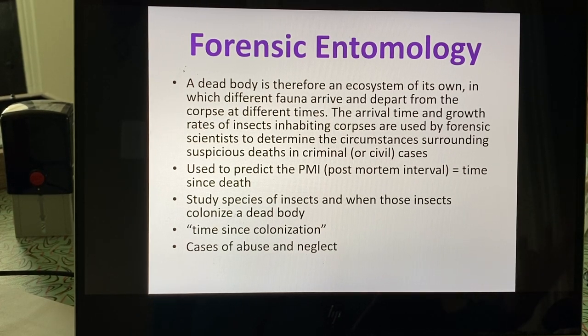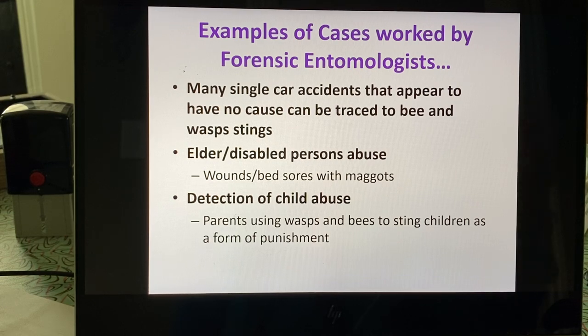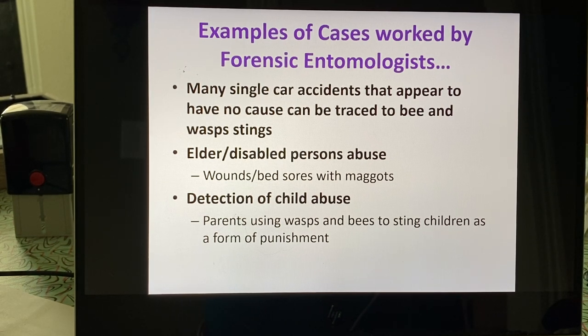Unfortunately, entomologists have also been involved in cases involving abuse and neglect. Let me give you a couple of examples of these. Many single car accidents that appear to have no cause can be traced to some type of stinging insect in the car. Personally, I'm terrified of stinging insects, so I'd like to tell you that I would be totally calm if there was a wasp in my car while I was driving. That would be a lie, because I'm sure I would freak out and probably have a rollover accident.